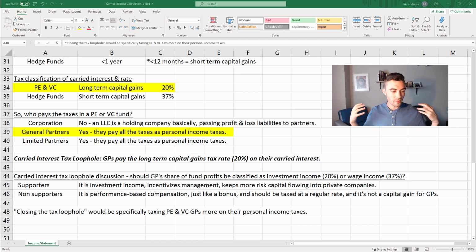All right, well, I hope you now have a really good understanding of what carried interest tax is, as well as how it's currently taxed in the United States.